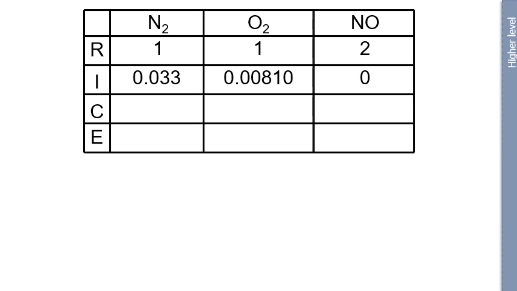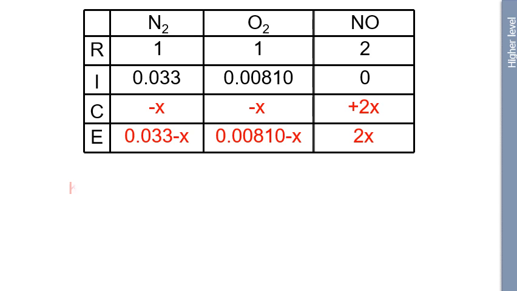So again, we have the change in concentration as being minus X. Oxygen is going to be minus X as well, and nitrous oxide is going to be plus 2X. And therefore, at equilibrium, it's going to be 0.033 minus X for nitrogen from the question given, and 0.00810 minus X for oxygen. And nitrous oxide is going to be 2X.